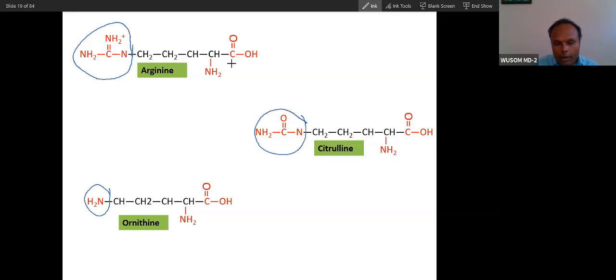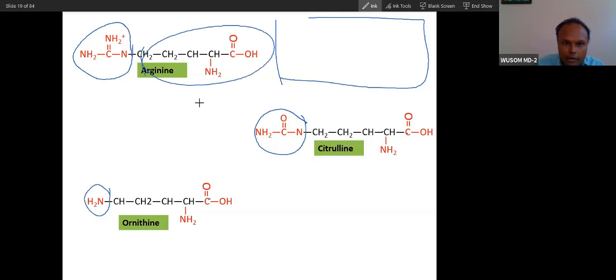If you see, all these amino acids will have 5 carbons: 1, 2, 3, 4, 5. Can I write them like R? I'll replace them with an R group. So you can see, on this R group, if I add one NH2, this becomes ornithine.